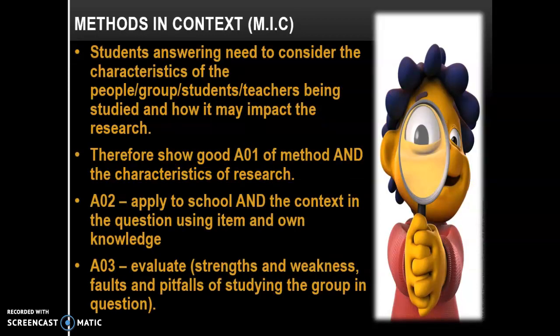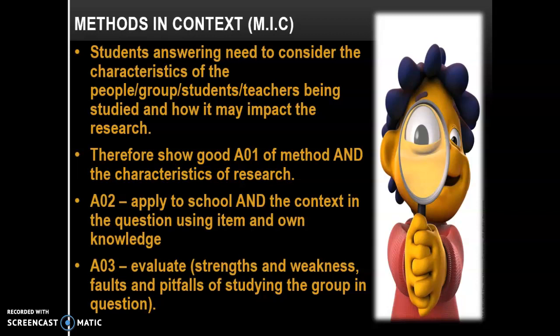Some important points to consider. Students answering need to consider the characteristics of the people, the group, the students and the teachers being studied and how it may impact on the research. Therefore, show good AO1 of the method and the characteristics of research. AO2, apply it to the school and the context in the question and using the item and their own knowledge. And AO3, evaluate strengths, weaknesses, faults and pitfalls of studying the group in the question.